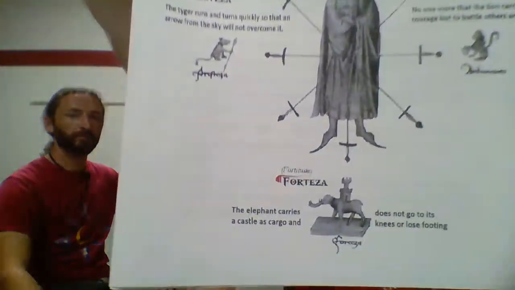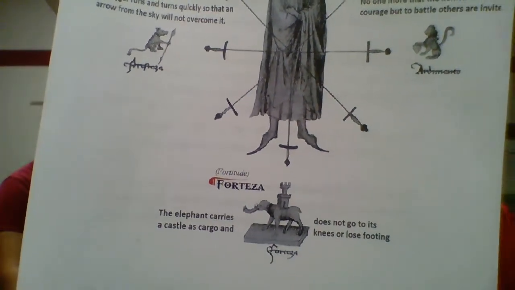From the Lynx, I want to go down the illustration, and I want to look at the elephant. The elephant is under the master's feet. The word that goes with the elephant is fortezza in the Italian. In the Latin, it's fortitudo. So we have fortezza or fortitudo, which means strength. And the words that go with it are, the elephant carries a castle as cargo and does not go to its knees or lose footing.